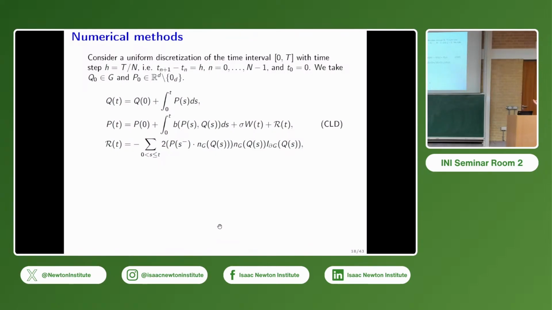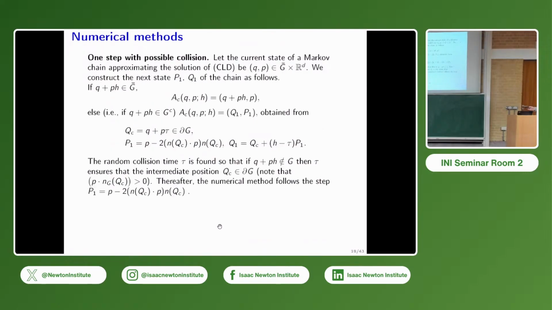So then the whole construction of the numerical method concentrates on what to do when we are close to the boundary and we can cross it. That's the main element of the construction. And we are doing it in the following way, and this way is guided by the structure of this red term R.